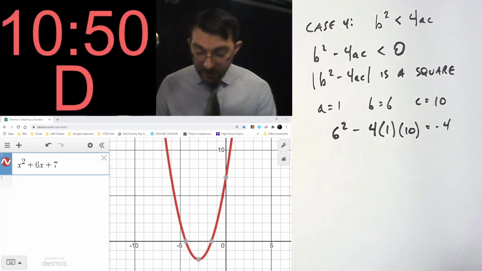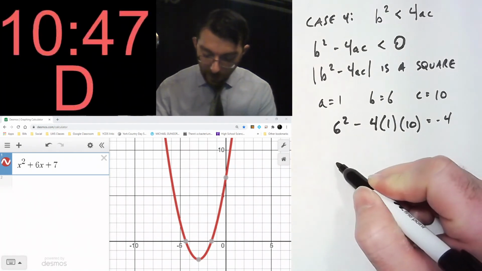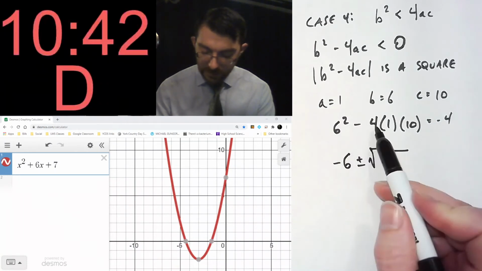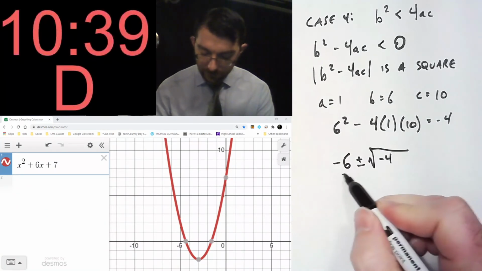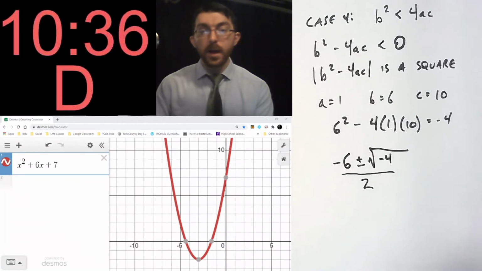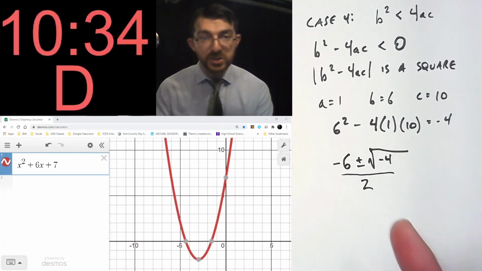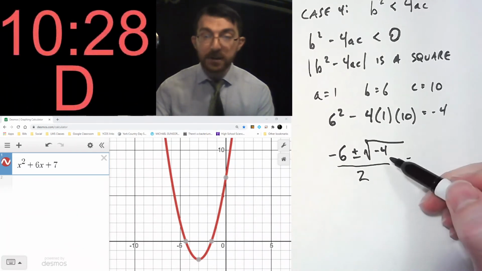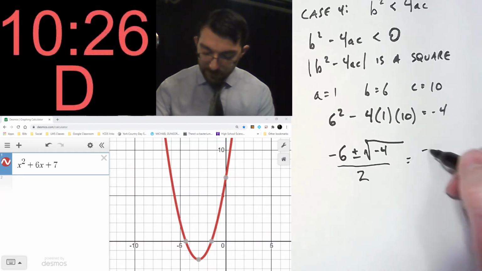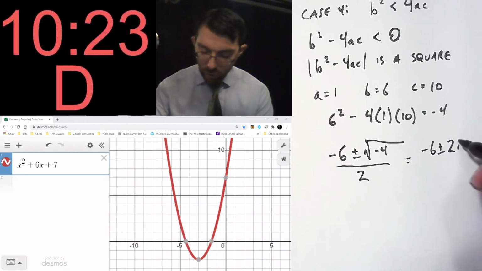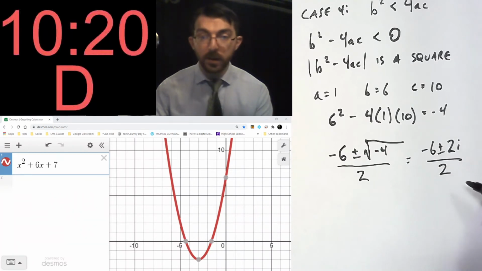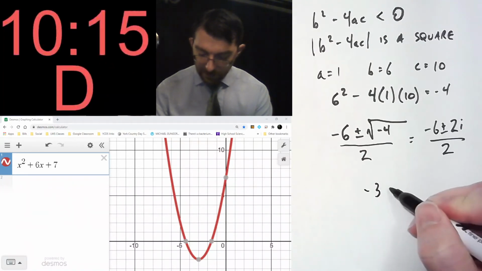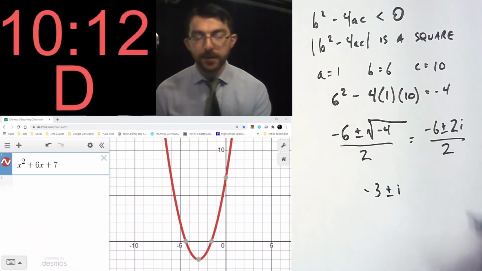When you put this in the quadratic formula, it looks like this. Opposite of b plus or minus the square root of b squared minus 4ac over 2a. That looks just like case 2, except that's negative now. When you simplify it, negative 4 turns into 2i. You've got minus 6 plus or minus 2i over 2. Everything's even, the 2's cancel out, and you've got minus 3 plus or minus i.